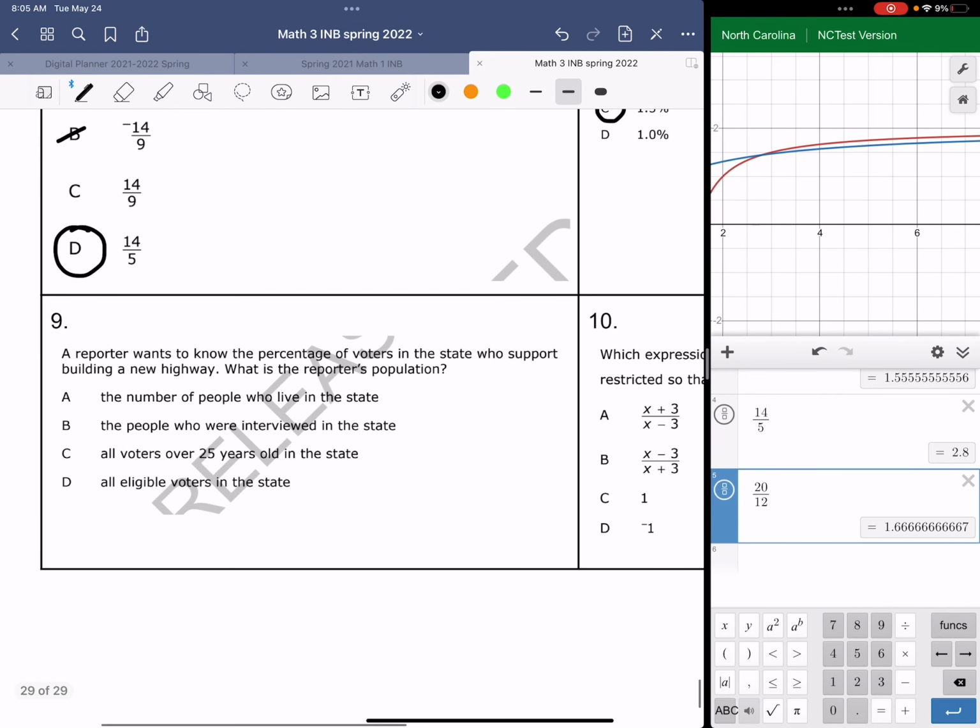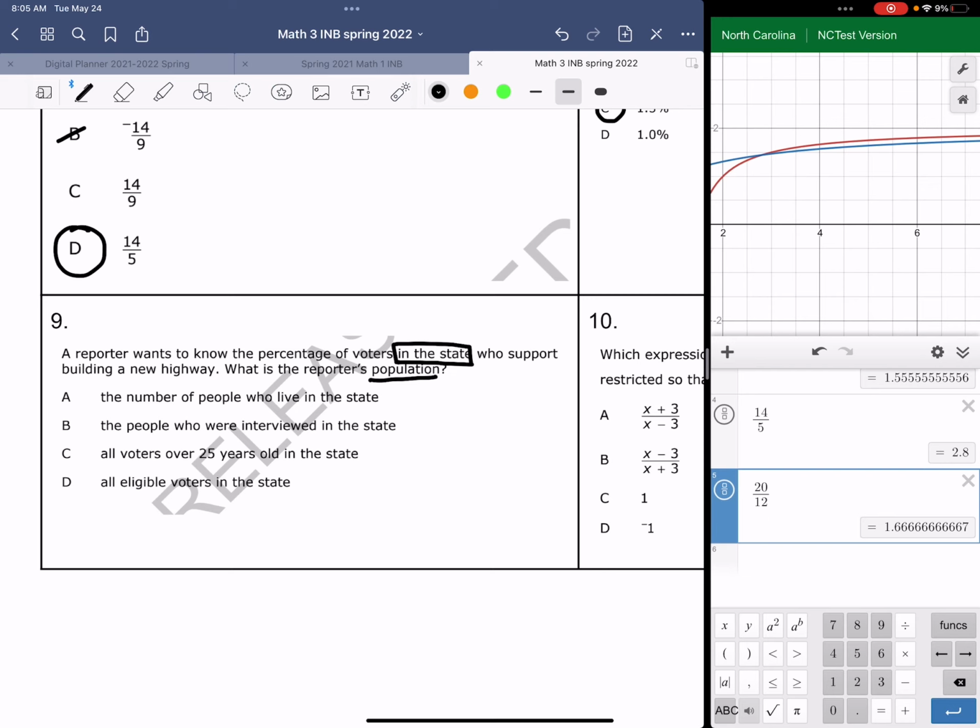All right, and then number 9, it says, a reporter wants to know the percentage of voters in the state who support building a new highway. What is the reporter's population? So population is like what you're pulling from. If you pull a random sample, the population is the pot from which you're pulling. So we don't want to know just particular people. We want to know, where is he pulling from? Well, what is he talking about? The percentage of voters in the state. So he's pulling from voters in the state.